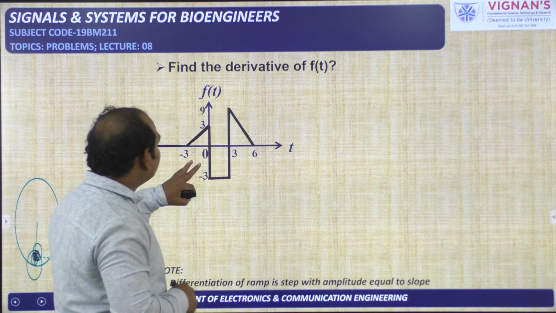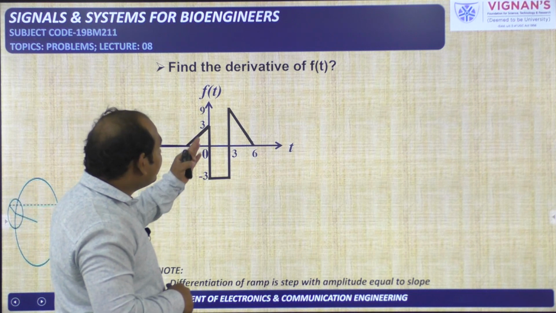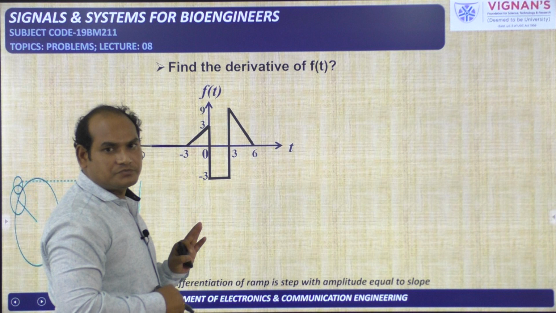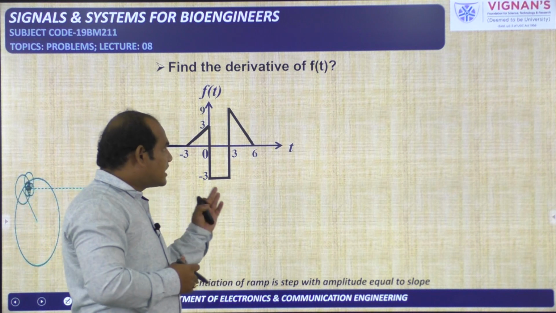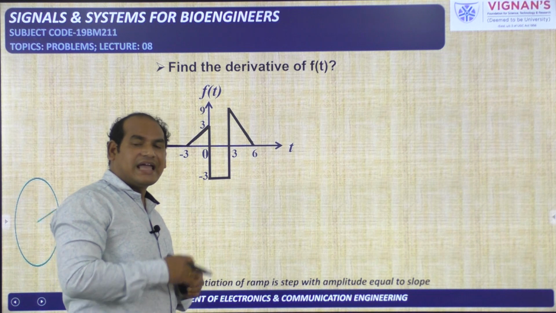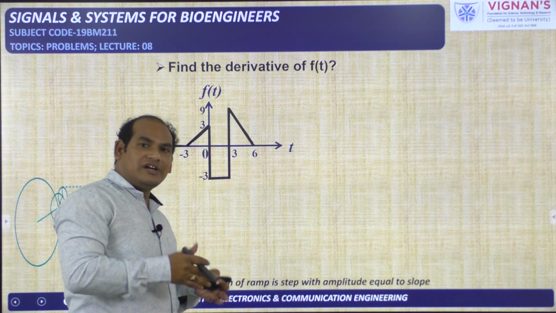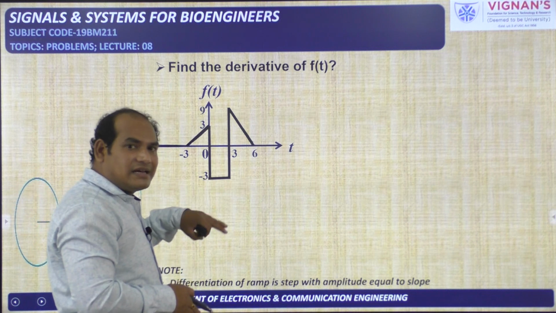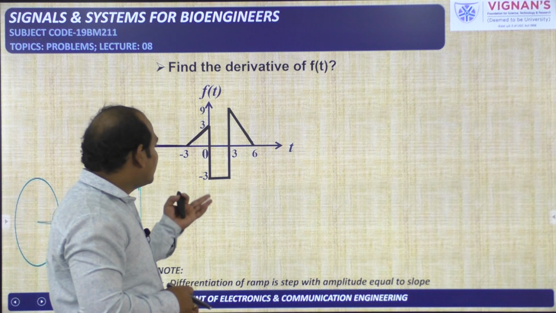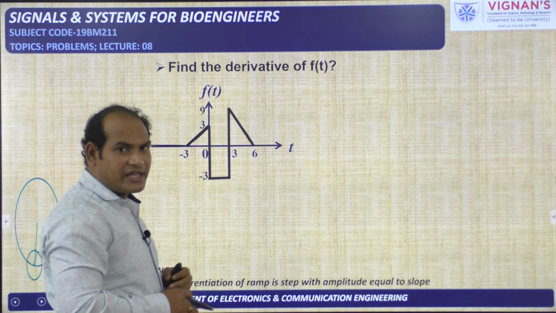Now for this signal we are not writing the mathematical expression, we need the derivative here. You can do it another way also, that is you can write the mathematical expression and then calculate the derivative. Here I am doing the derivative part only without writing the mathematical expression. So I can directly write the derivative for this one, but for that you need to observe this very carefully.